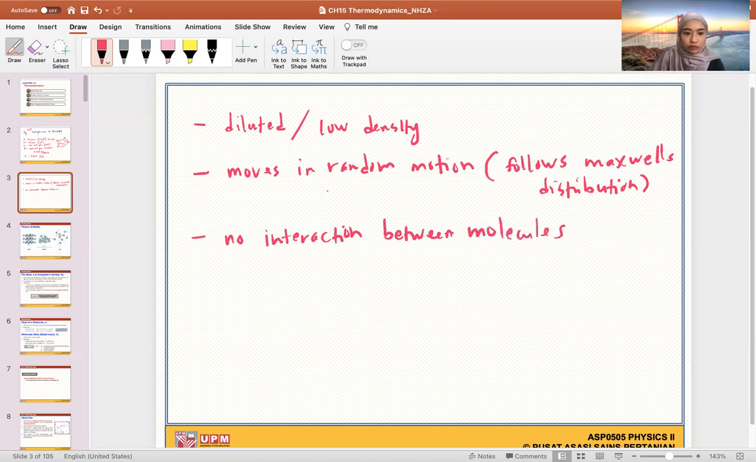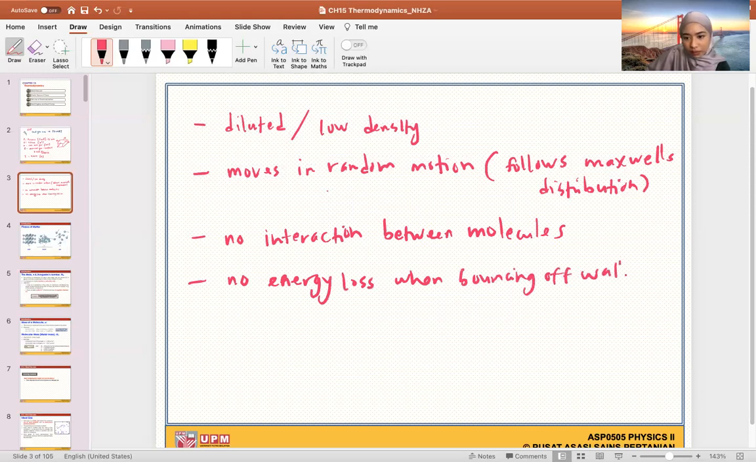Okay, no interaction or forces between the molecules. What happens when they bounce off the walls of the container? No energy loss, or elastic collision. No energy loss when bouncing off the walls. You have learned this last semester. Have you? Okay, I think so.